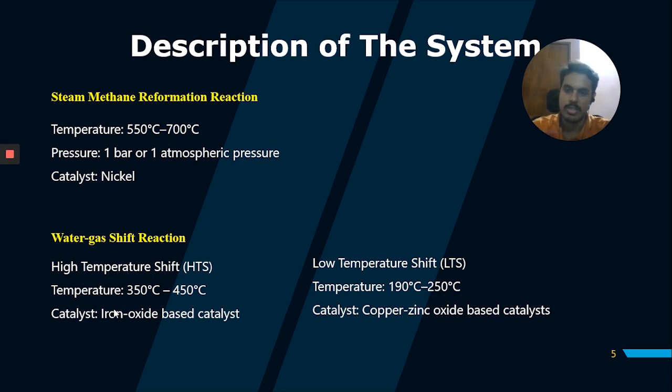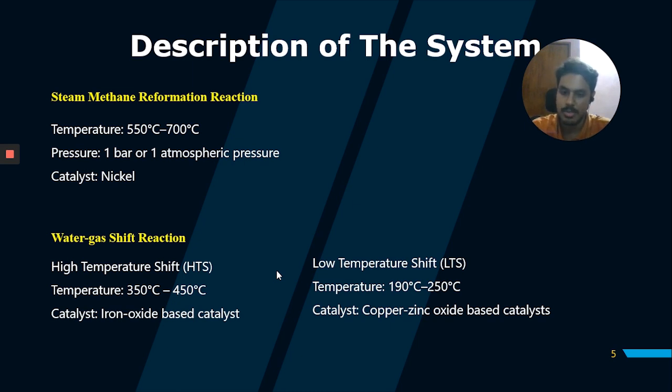For a description of the system for the steam methane reformation reaction, it occurs under high temperature, which is at 550 to 700 degrees Celsius. In this reaction, the methane reacts with steam at a pressure of 1 bar, or 1 atmospheric pressure, in the presence of a catalyst, which is in this case nickel. And the result of it is to produce hydrogen, carbon dioxide, and carbon monoxide. Steam reforming is an endothermic reaction whereby heat must be supplied for the process to proceed.